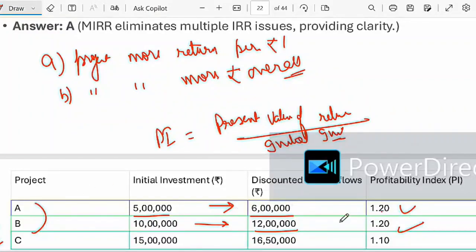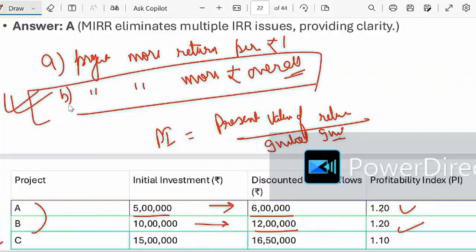In case of A and B, both have the same profitability index, but B is giving you more return. So which project would you choose? Option A, a project giving more return per 1 rupee, that means more PI, or a project that is giving you more rupees overall? Option A you are saying. Okay. So that is exactly the debate that the CFO and CEO are having. PI is not all. You will choose option B, not option A, that gives you more rupees overall, right?